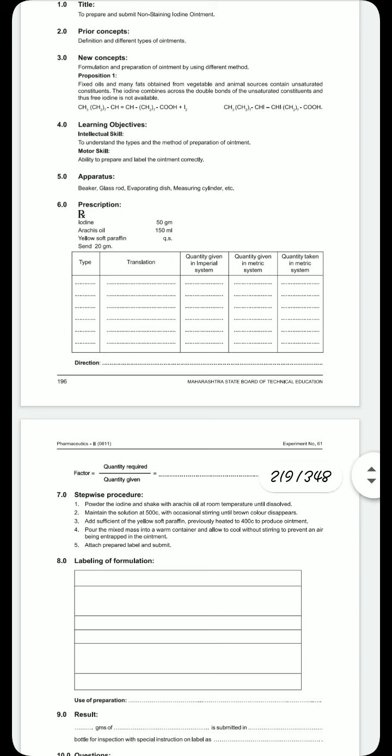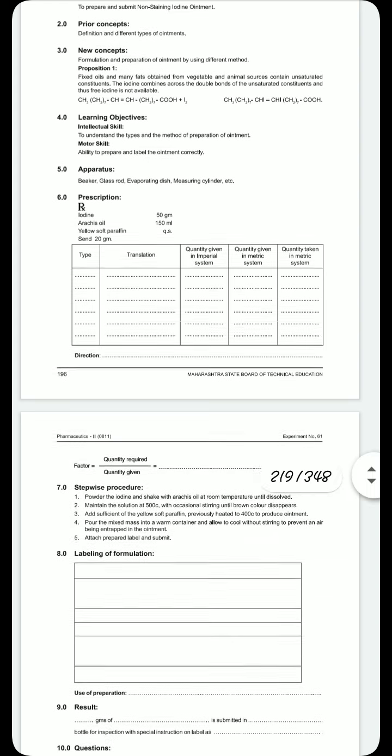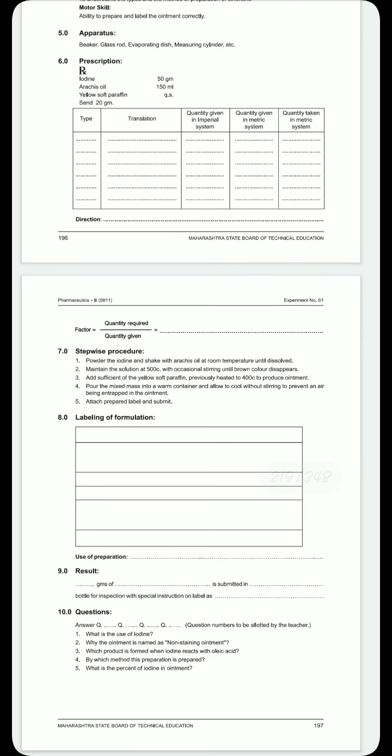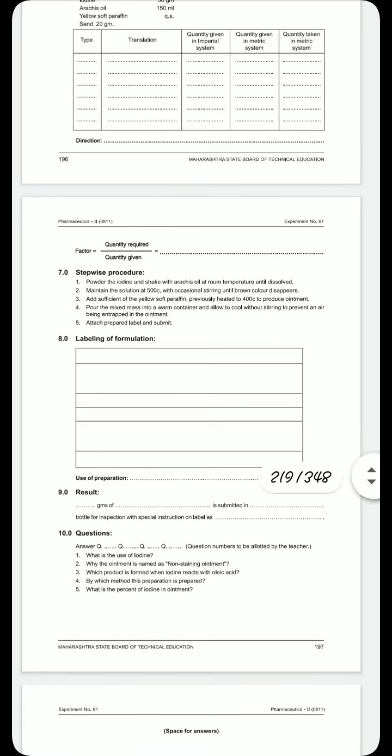Iodine is used for wound infection, in first aid for cuts and burns. Here, RHE oil is mainly used for skin diseases. RHE oil is a fixed oil. Yellow soft paraffin is an emollient for dry skin, but in this experiment we are using it as a base. Then you calculate the quantity required and quantity given.